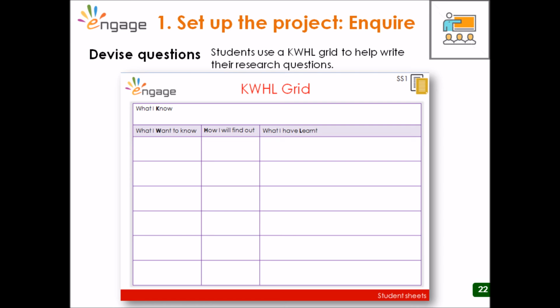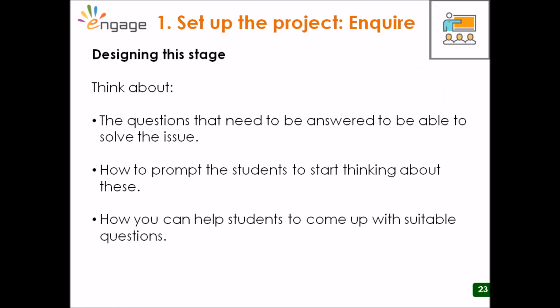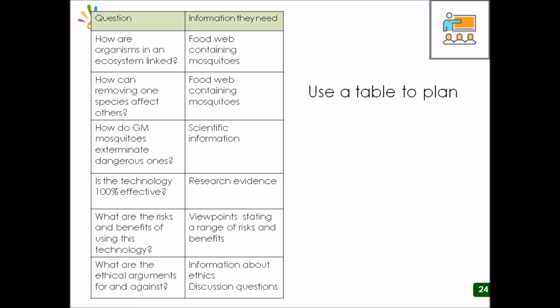When designing this stage, think about the questions that need to be answered to be able to solve the issue, how to prompt the students to start thinking about these, and how you can help students to come up with suitable questions. Using a grid will really help your planning for this section. You can add the research questions that you came up with, and then think about what information the students will need in order to answer them. This will help you to plan the sources that you will supply the students with.